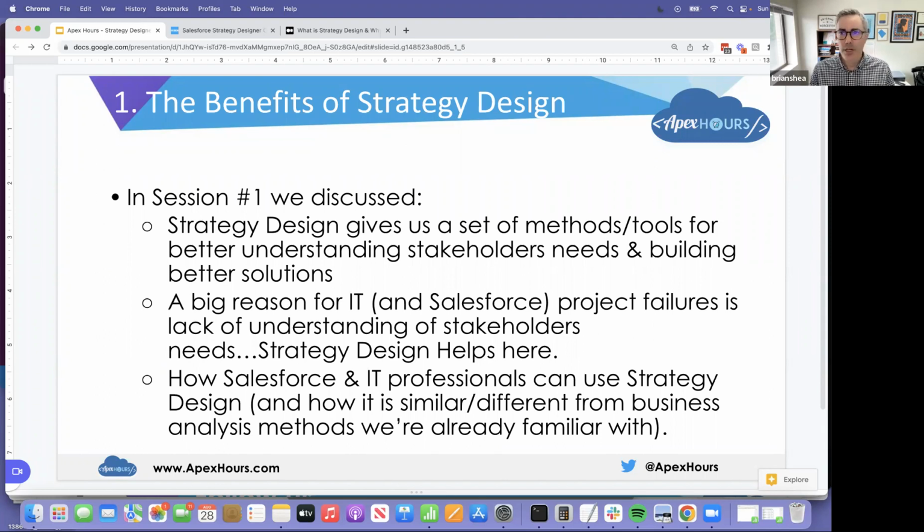And another piece that we talked about on yesterday's call is that many people in the Salesforce space or in the IT space are familiar with business analysis and those kinds of analysis techniques. We talked a lot about how strategy design techniques are similar in some ways to those techniques, and in some ways they're different. So there are some concepts, if you're familiar with business analysis, that will be familiar, and there are some new things that strategy design will bring to the table.